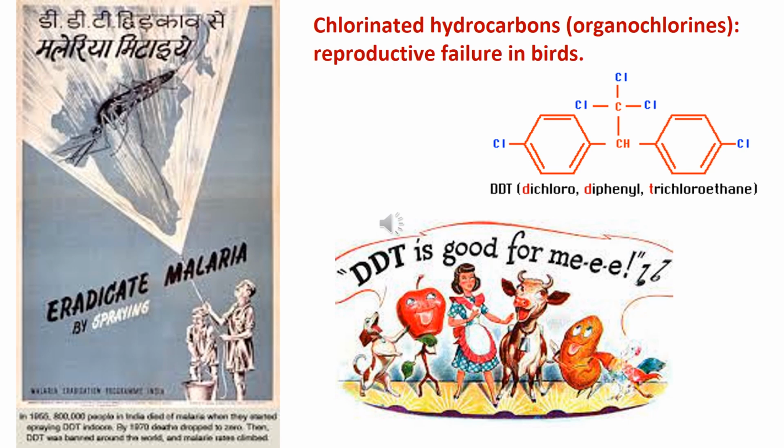They are organochlorine-based compounds. They can build up. They can cause reproductive failure in birds. So there's a big negative effect for wildlife. It's not so good for humans either. That's an example of a chlorinated hydrocarbon pesticide that was used.